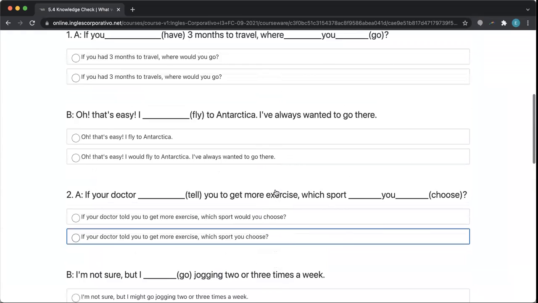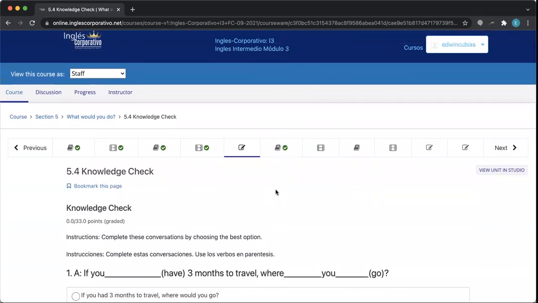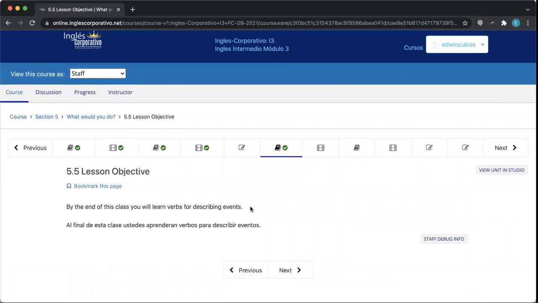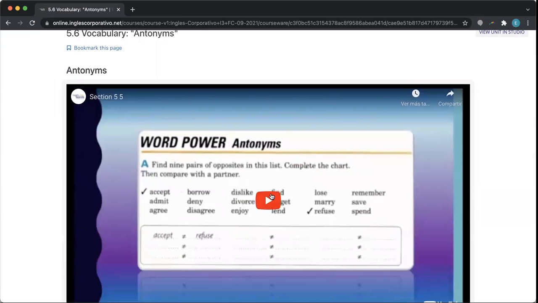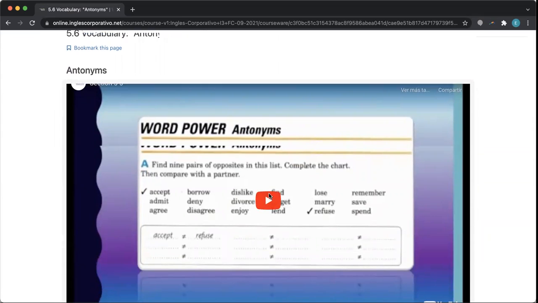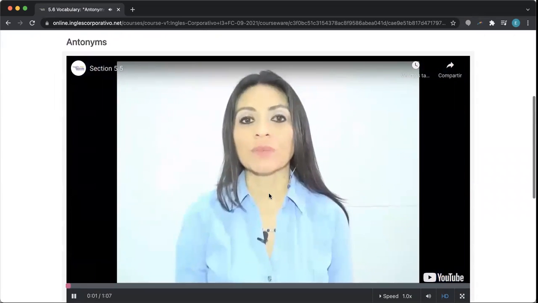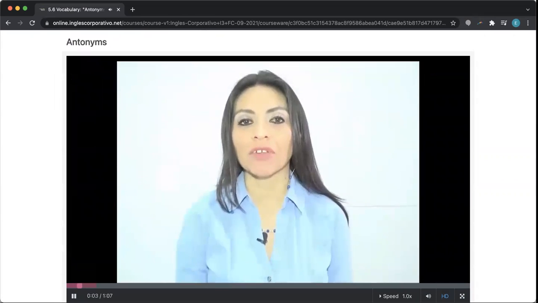Now you answer all of these questions, exercise 5.4. Then the next one is learning how to describe events. For this, we're going to learn antonyms. Antonyms means the opposite. To know about antonyms and synonyms helps increase your vocabulary. Take a look at the following antonyms and find their opposites.